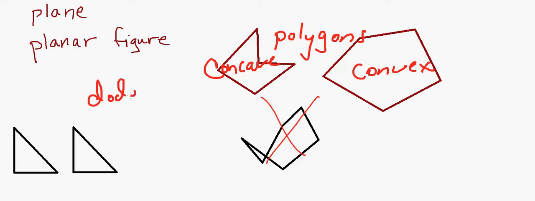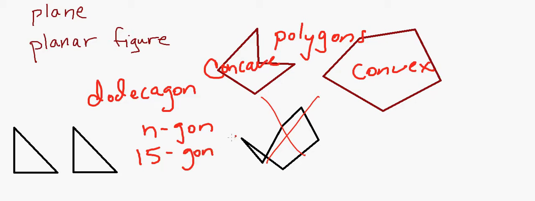The dodecagon. Now, if it ever had more than that, you just call it an n-gon, where n stands for the number. So let's say a 15-sided figure. It's an n-gon. In this case, n is a 15-gon. After 12, you just call them things like that, or the 13-gon.